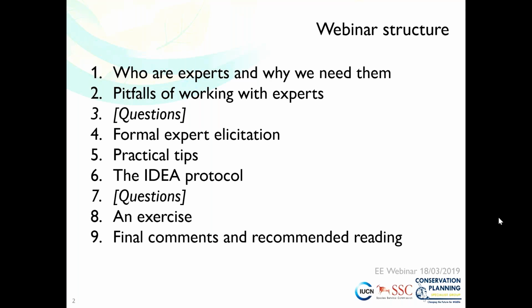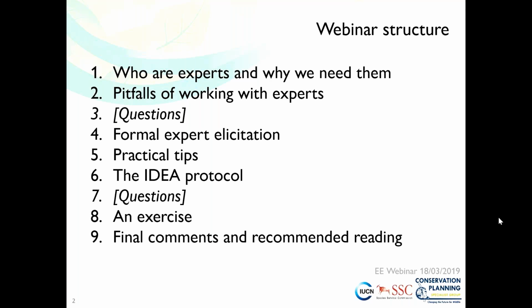Then we'll look at some practical tips and some methods for eliciting the opinion of experts in a way that reduces or eliminates those problems. And I'll talk in particular about the IDEA protocol, a formal process for expert elicitation. And then I will stop again for another couple of minutes. We can have questions, we can discuss, and then the last few minutes, probably 10 minutes, will be an exercise. We'll try to go through an elicitation process that at least I hope will give everyone an idea of how this would work in a workshop setting, which is when we typically use these. Okay, and then there's a slide with some recommended reading, which is also cited throughout the talk, and there will be another opportunity for comments and questions.